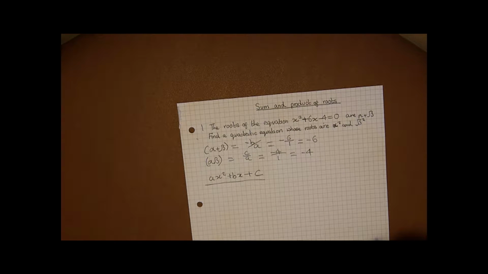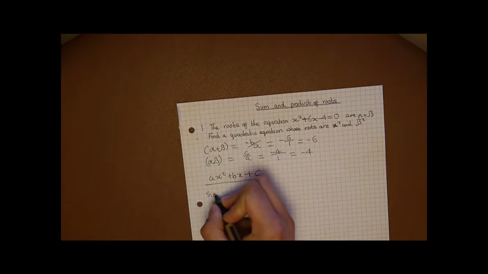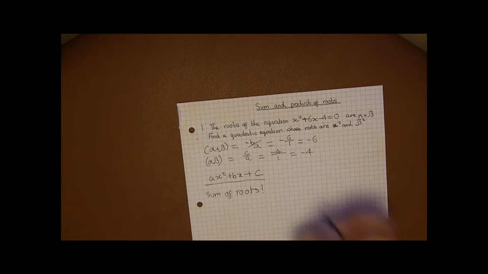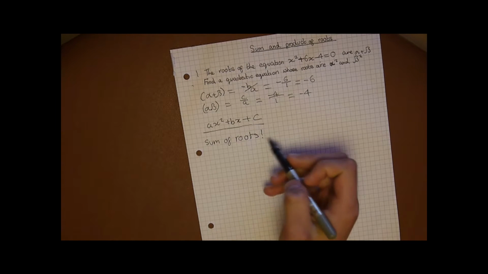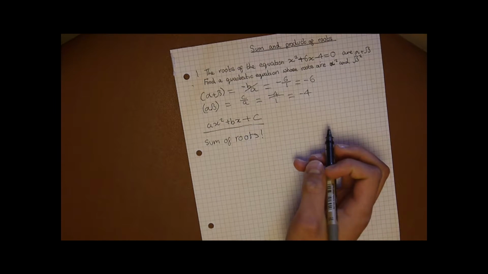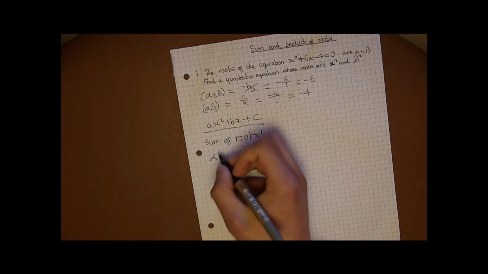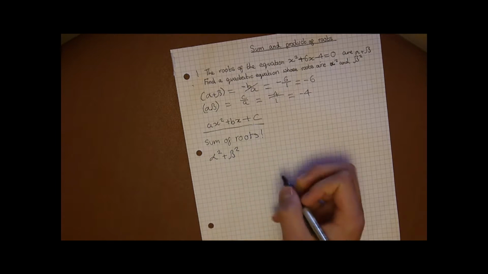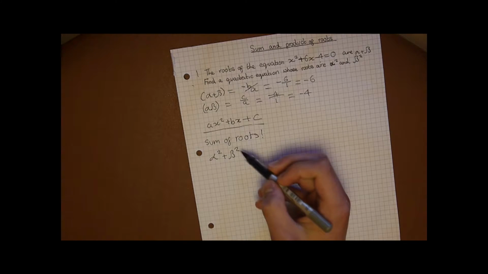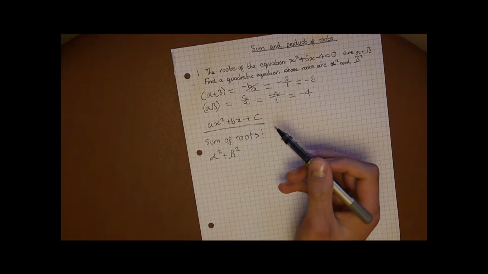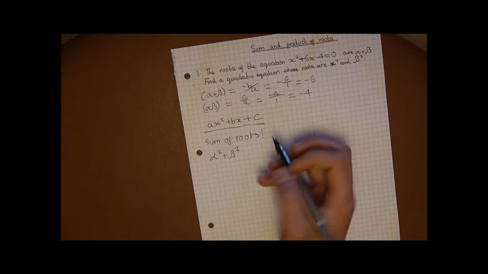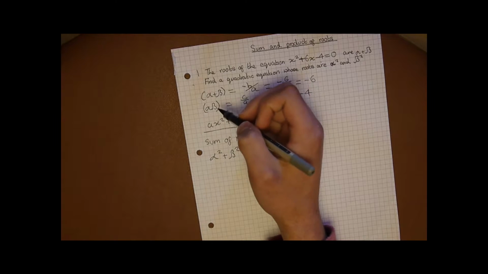Now from that we can work out what the sum and product of the roots are. Now the sum of the roots, and I've put an exclamation mark because this is quite important. We know that the roots are alpha squared and beta squared, and they are being added together because it's the sum. Now we need to convert alpha squared plus beta squared into the form alpha plus beta or alpha beta.